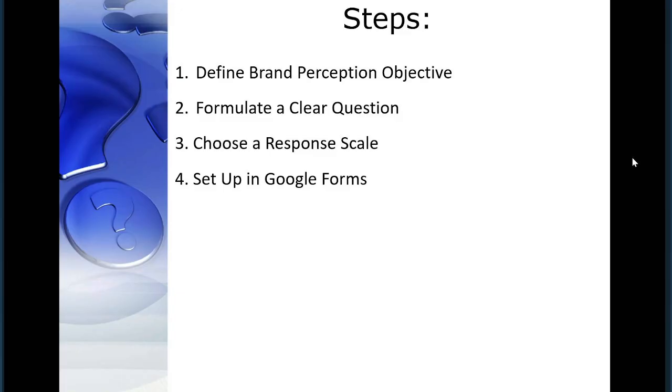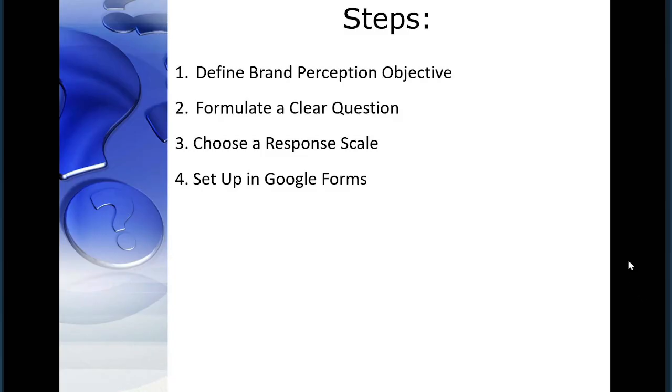The first step is to define the objectives. You can start by identifying the specific aspect of brand perception to be measured. In this case, the focus is on customer perception of brand quality, whether customers view the brand positively or in terms of quality. The second step is to formulate a clear question. You can write a straightforward question that captures the essence of brand perception without ambiguity. Then choose a response scale. You can select a scale that allows respondents to indicate their perception accurately.